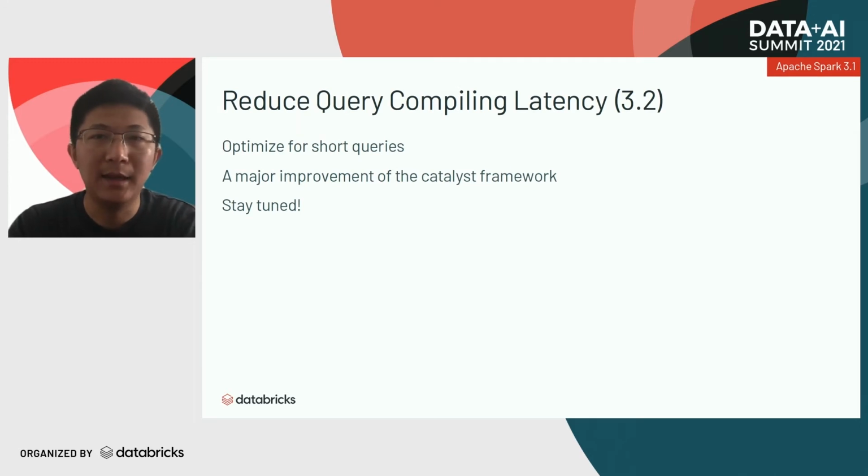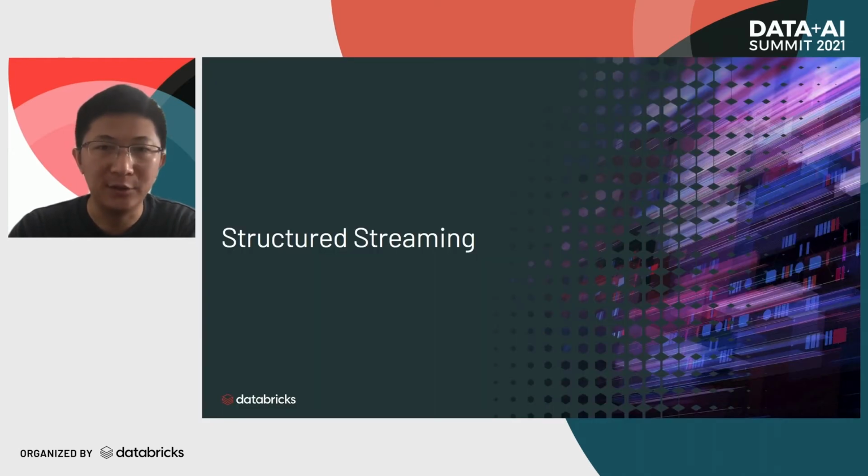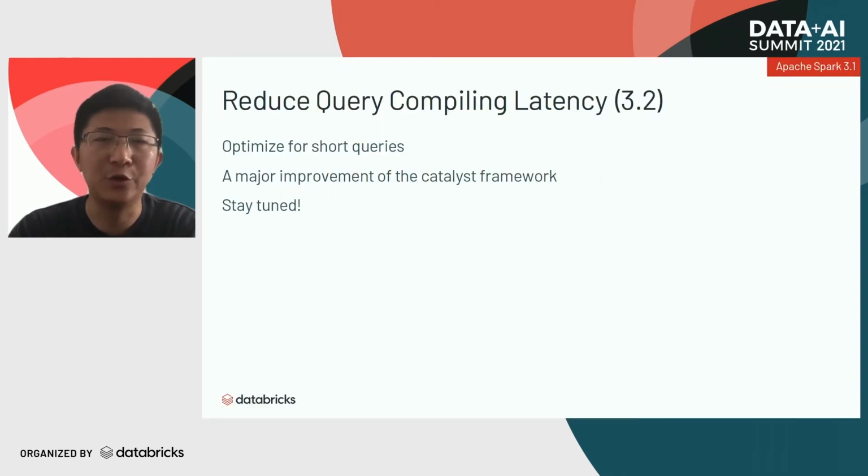At the end, I'd like to talk about one ongoing feature in Spark 3.2. Spark is famous for running long queries to be a successor of Hadoop. As a result, over the years, we don't pay much attention to the query compiling latency, as the query compiling time can be ignored compared to the query execution time. However, we don't want to stop here. We want to attack more use cases, such as short queries, to make Spark a truly general purpose SQL engine.